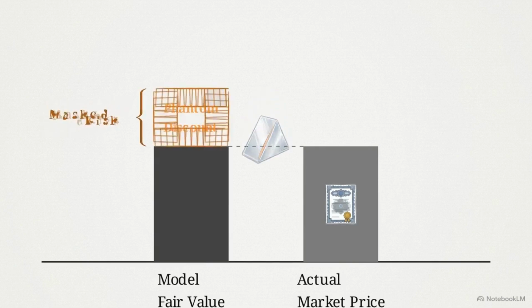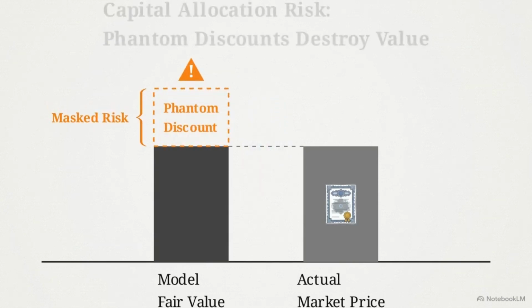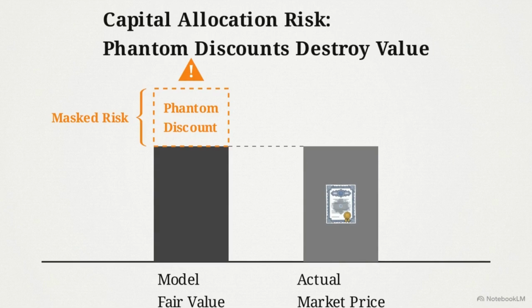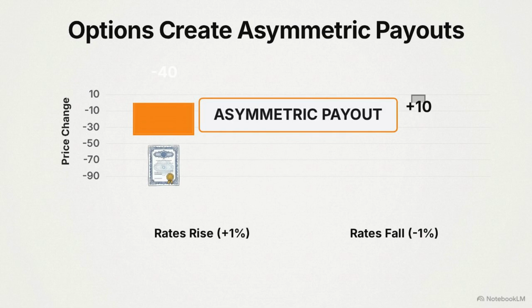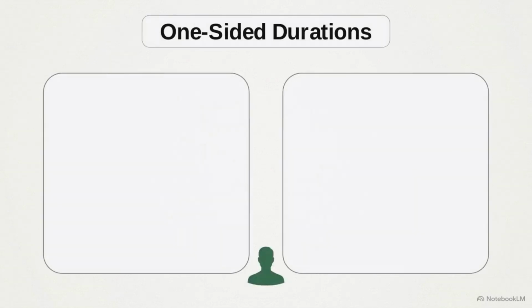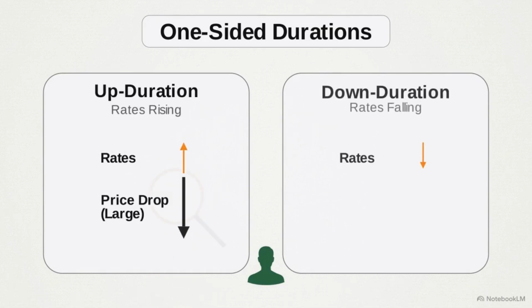These phantom discounts lead to capital allocation mistakes that can destroy portfolio value. The asymmetric payouts of these options break standard effective duration. To get an accurate picture of interest rate sensitivity, analysts must use one-sided durations to see how the bond reacts to rates rising versus rates falling.